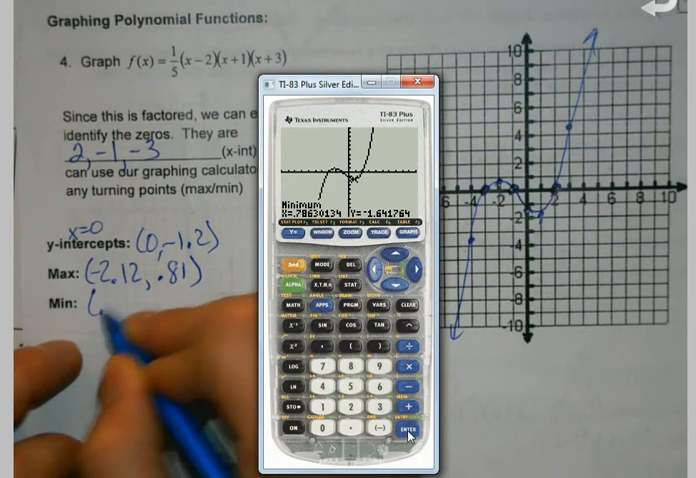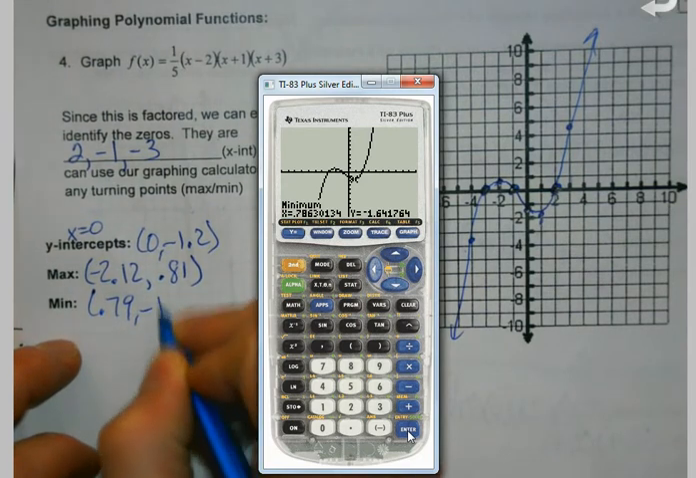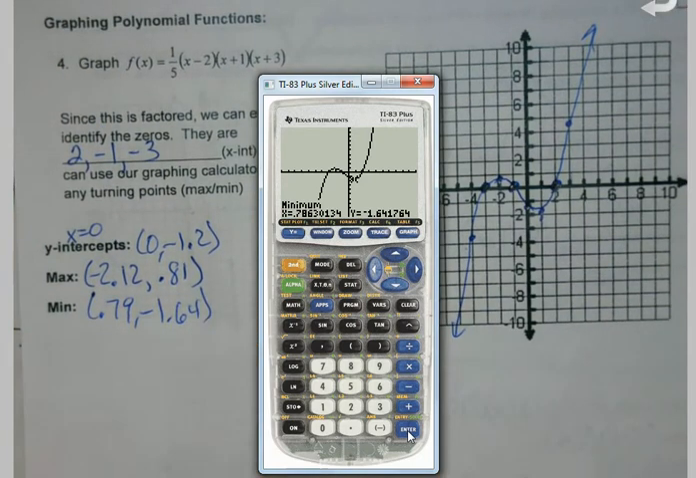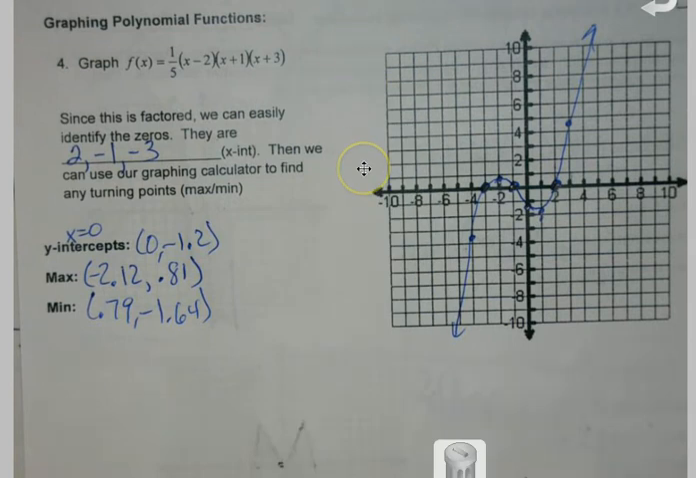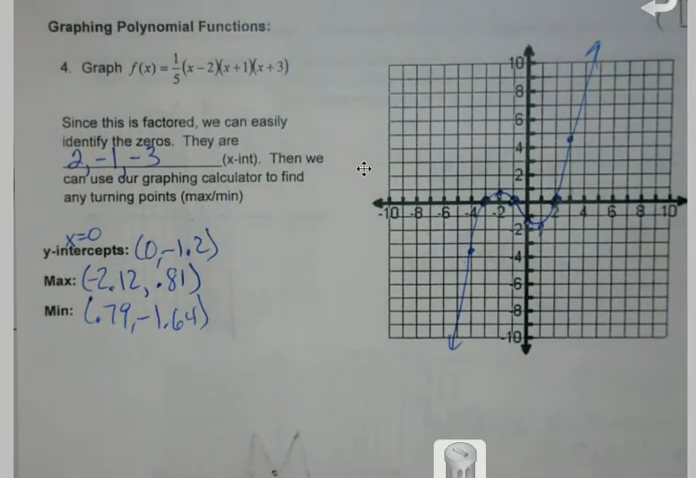At about 0.79, -1.64. And that's all we're basically looking for. So 5 would kind of work the same way. That square just means you're going to hit that same point more than once. And that can happen sometimes with these. And that's all we got working.